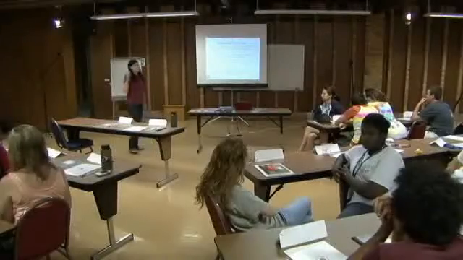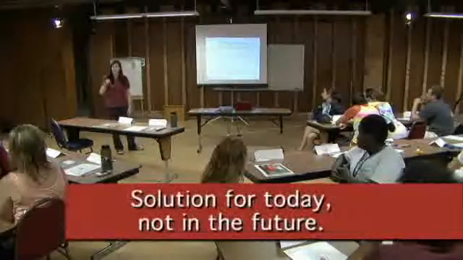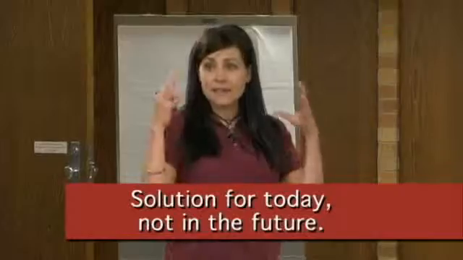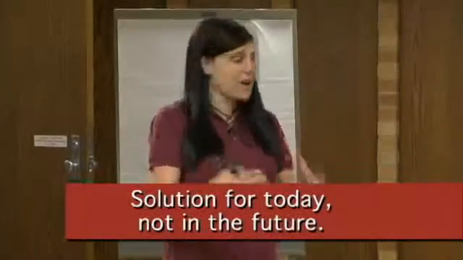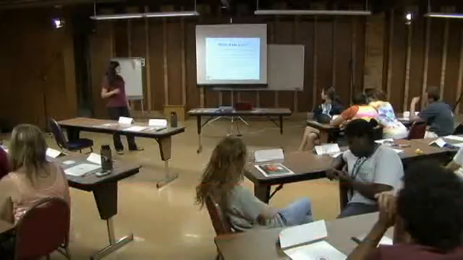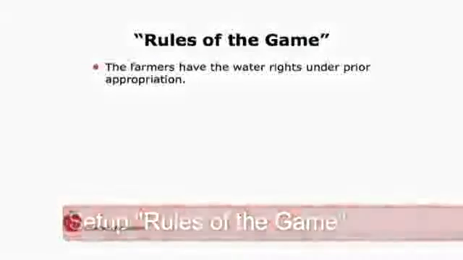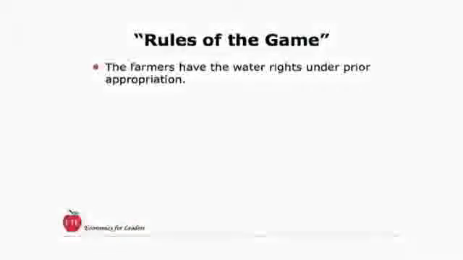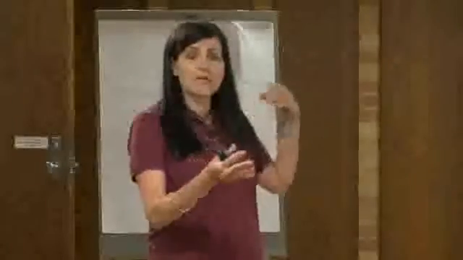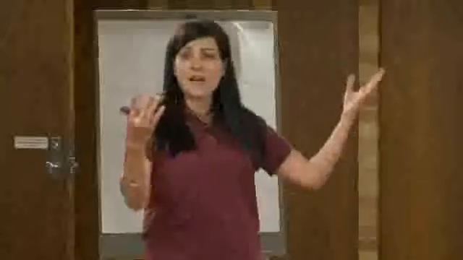The problem is immediate, so you need to come up with a solution now for this season, this year. Okay, so here's the rules of the game. The farmers have the water rights under prior appropriation, okay? They were there first, they've been using this water. The farmers have a choice. They can choose to irrigate or not irrigate. It's their right to irrigate. The water belongs to them.